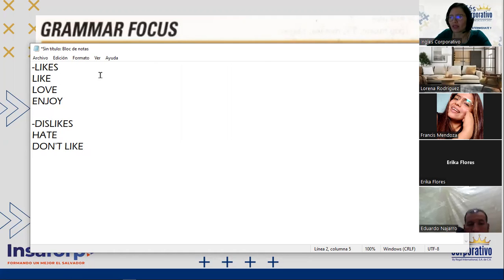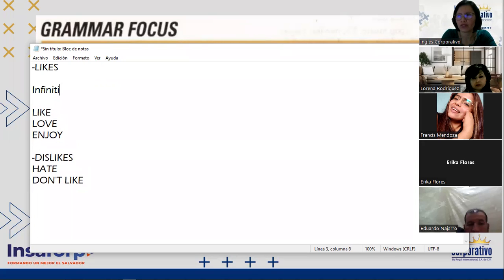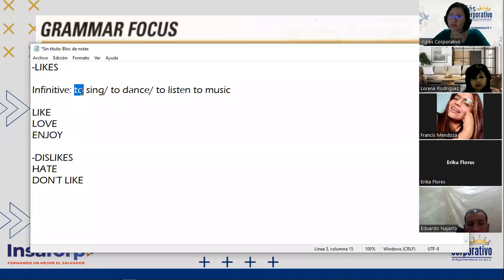So in this case, like, chicos, ustedes pueden utilizarlo de dos formas, okay? Pueden agregar ya sea un infinitive or un gerund. Teacher, ¿cuáles son esos? Un infinitivo, chicos, aquí lo voy a escribir. Un infinitive es el nombre del verbo más la partícula to. For example, to sing, o to dance, o to listen to music. Okay, ese sería un infinitivo porque lleva la partícula to. To sing, to dance, and to listen to music, right? To cook.